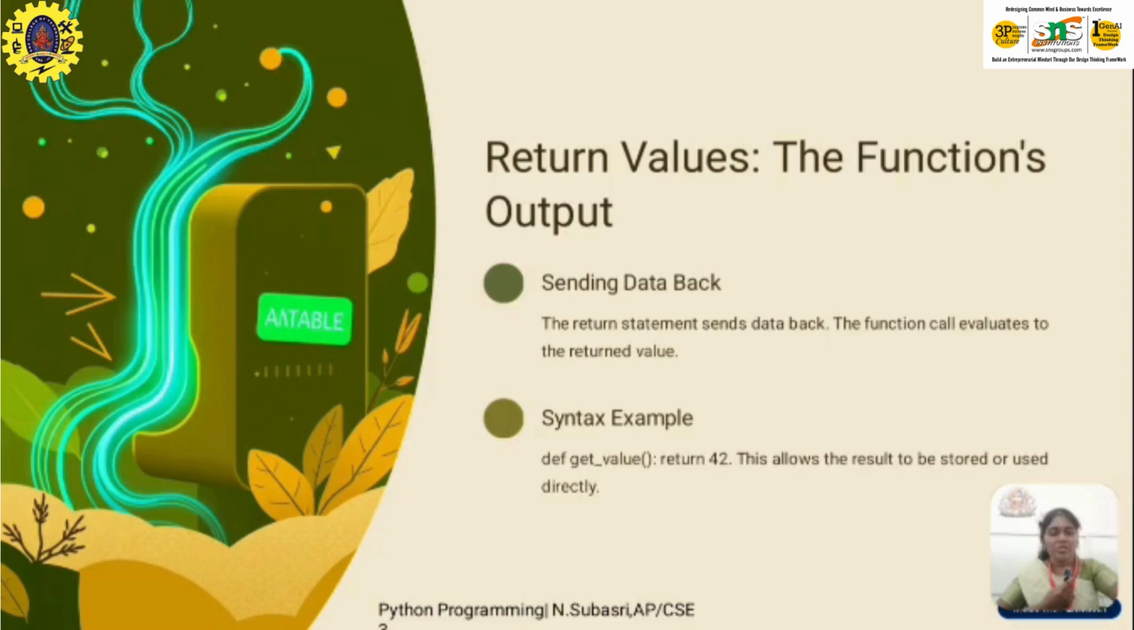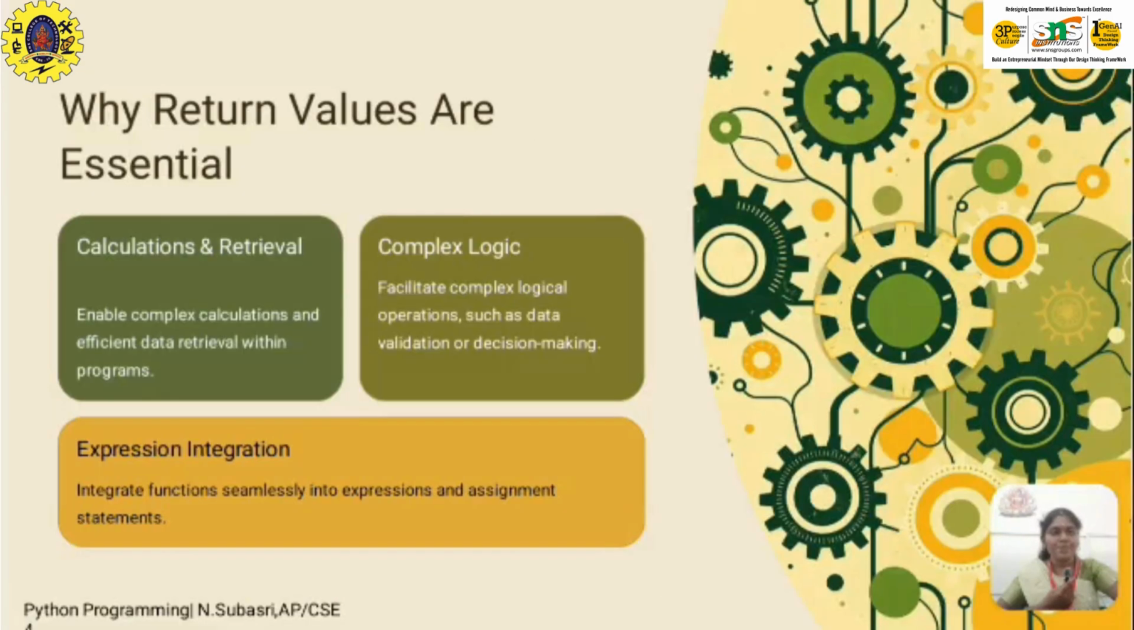For the example syntax, to define a function we use the def keyword, and we give the function name, like get value of. If we give a value like 42, it will return the value 42. This will be automatically stored in the memory, and it is also used by the function directly.